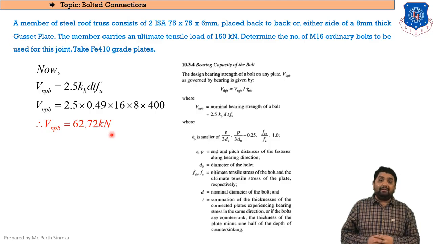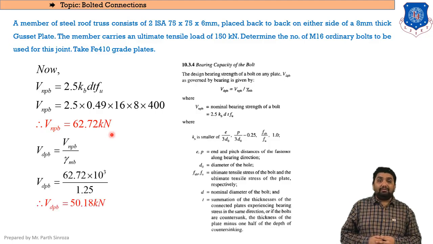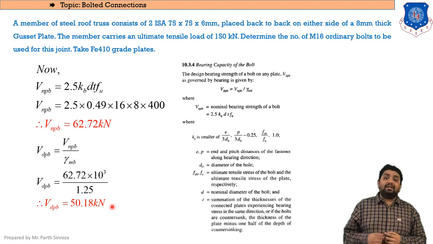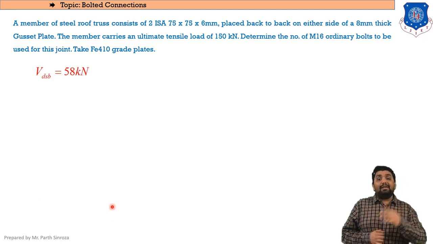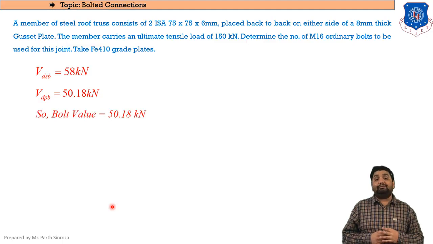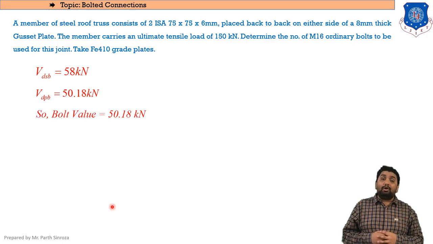Now calculating Vdpb by this equation, Vdpb will be equal to Vnpb upon gamma mb. So we will get an answer 50.18. Concluding everything, the first case that we found was Vdsb, which was 58 kilonewton. The second thing we found was Vdpb, which comes out to be 50.18. So our bolt value will be 50.18. Why so? Because we always take the bolt value as the smaller of these two cases.